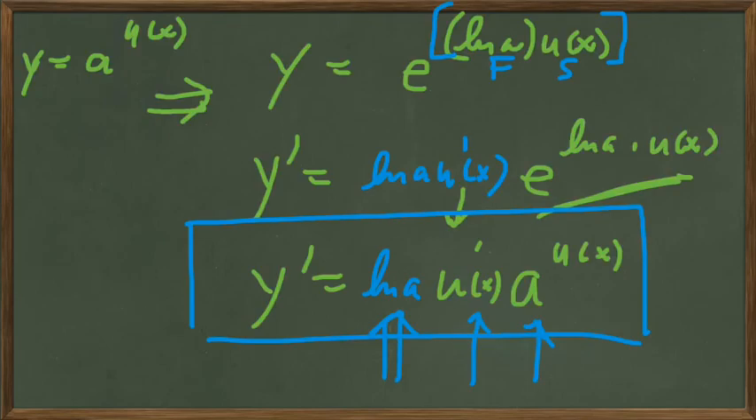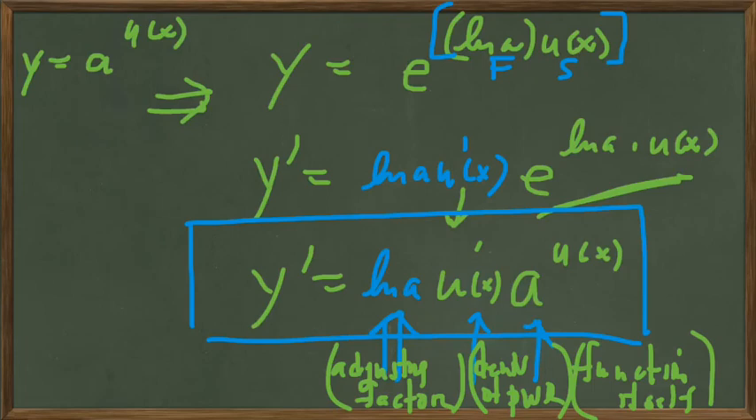So let's apply this formula in example 2 on page 146. Let's look at this again, and let's label these three factors: the adjusting factor, ln a, the derivative of the power, u prime of x, and the function itself, a to the u of x.